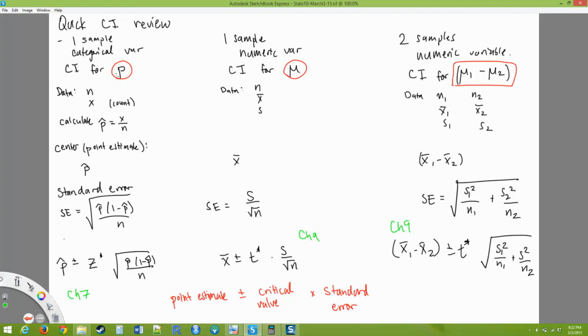You don't know p. P is in the population. Your best guess for p, based on your sample, is p hat. That's what we call a point estimate. You don't know mu. Your best estimate for mu is x bar. We don't know mu1 minus mu2. Our best guess for that is x bar 1 minus x bar 2. That's all I'm saying.